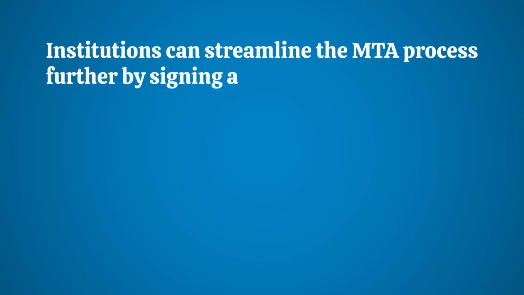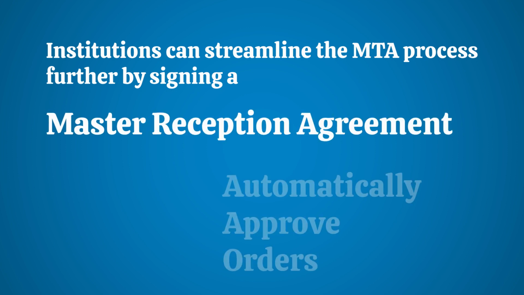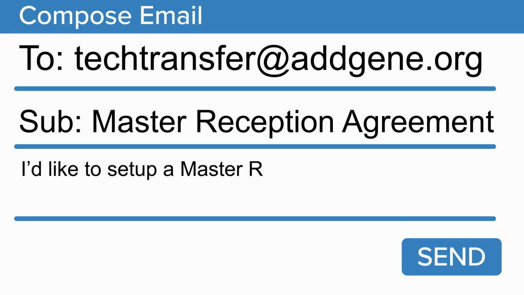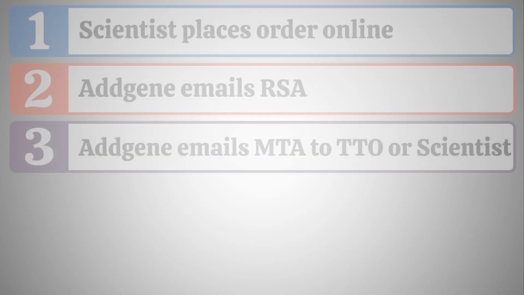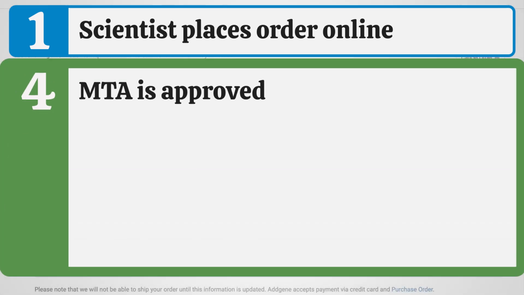Institutions can streamline their MTA process further by signing a master reception agreement with Addgene. This gives them the option to automatically approve orders. A master reception agreement can be set up by contacting Addgene. Once the signed MTA is returned to Addgene, we'll review it to make sure it's complete and accurate.